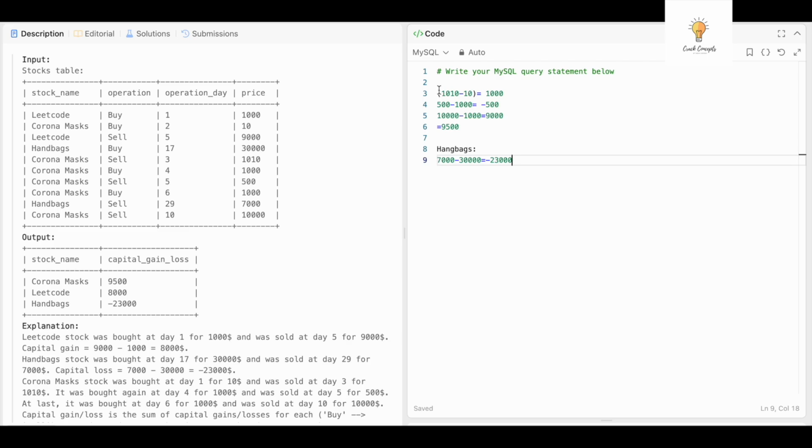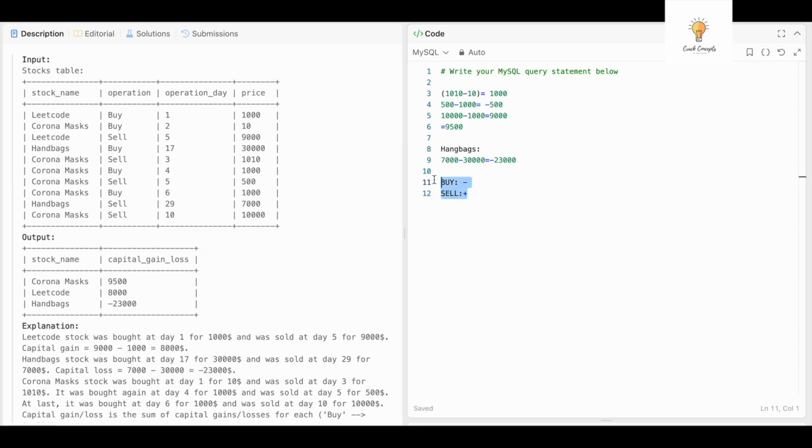So let's do that. In all my examples, as you might have noticed, for every record where it was being bought, I was writing minus in front of it. Minus 10, minus 1000, minus 1000, minus 30,000. And whenever I was selling it, it was being subtracted from the previous value. So one thing that we can understand from this is whenever there is a buy operation, we add a minus in front of that price value. And whenever there is a record where the operation is sell, we are adding it.